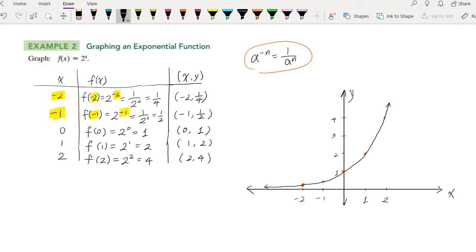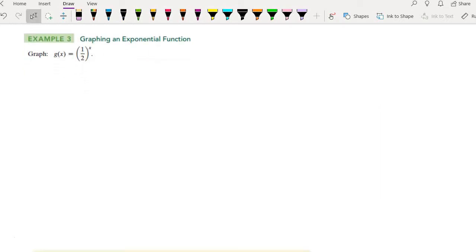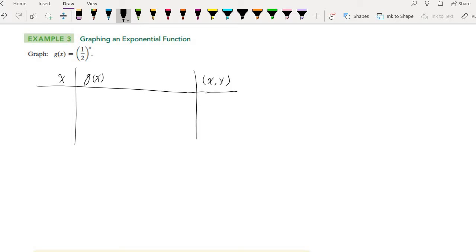Remember, you have to show your work on your tests and quizzes. Okay, example 3. This is another exponential function. This time we're going to have g of x equal to 1/2 to the x power. Again, we're going to make a chart. We're going to make x, and we're going to have g of x. And then in the end we're also going to write an ordered pair. So let's go ahead and do this.